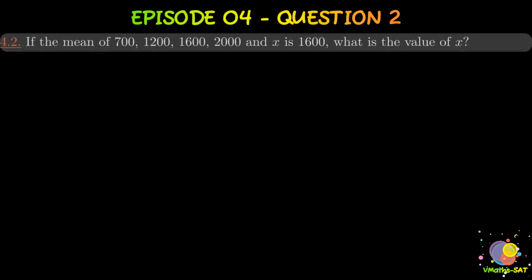This is the second question. You have 20 seconds to give your answer. If the mean of 700, 1200, 1600, 2000 and x is 1600, what is the value of x?